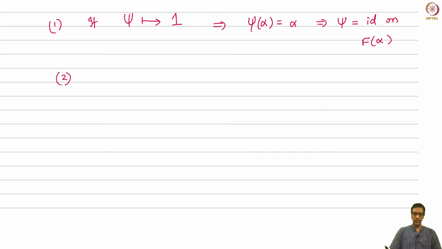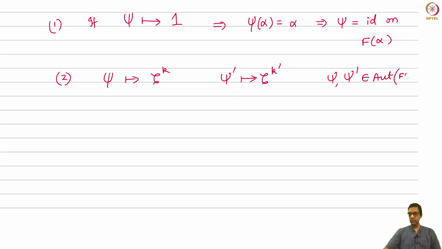But let's check that it's a group homomorphism. Now, group homomorphism is, well, suppose psi maps to zeta power k. I take another map psi prime which maps to zeta power k prime. Psi and psi prime are elements of the Galois group of F(alpha) over F. Then what can I conclude? So what does this mean?